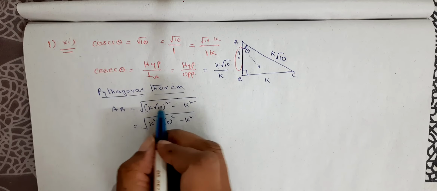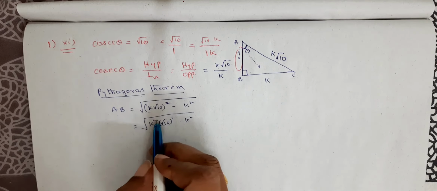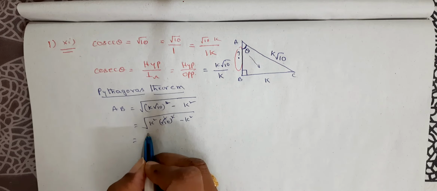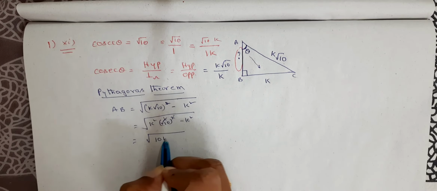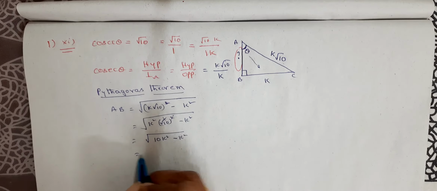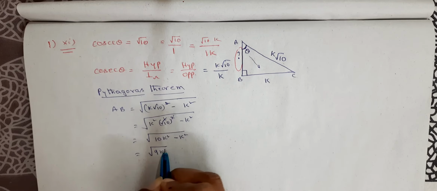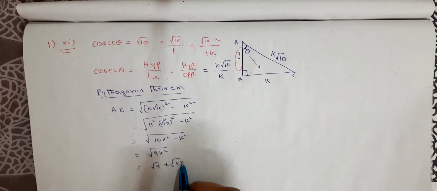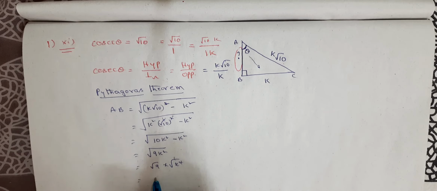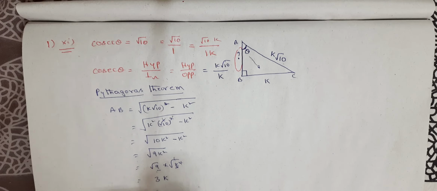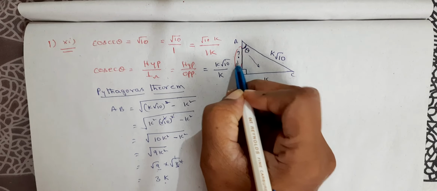Now this is a multiplication, so the square can be split. Square and root will get cancelled, so that is the square root of 10k square minus k square, which is equal to the square root of 9k square. Now you can split this as root 9 into root of k square. Root and square get cancelled, and root 9 is 3, so you are left with 3k. So you got the AB value to be 3k.